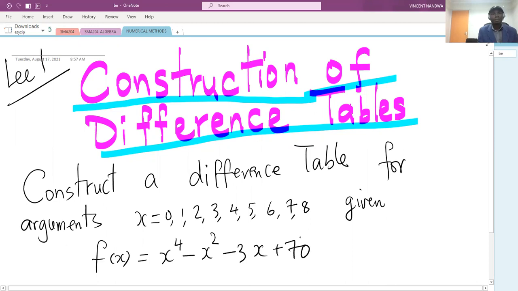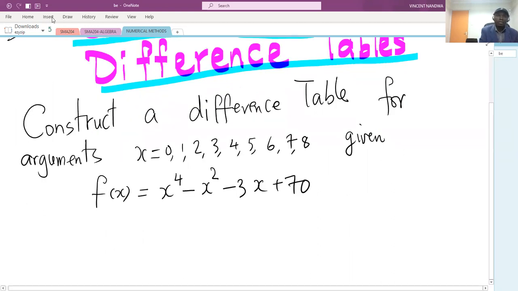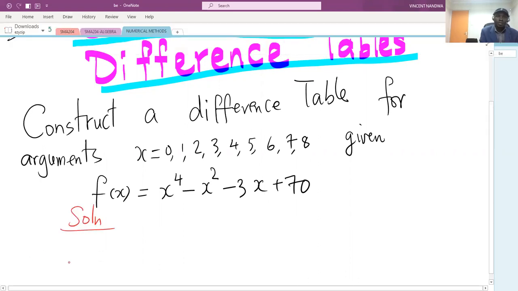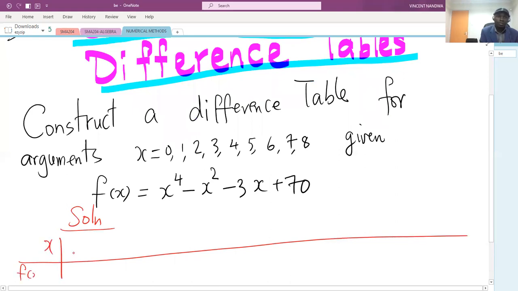So this is a basic problem. Actually, you should call it an appetizer. So we've been told to construct a difference table for some values of x when you're given the function. So what you do, you make a table of values of x with their corresponding values of y. So solution. We make a table of x's and then values of f of x: 0, 1, 2, 3, 4, 5, 6, 7, and 8.